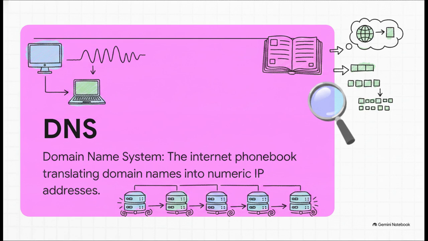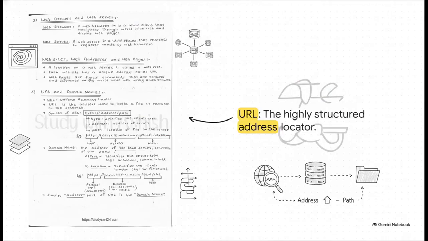When you type in a domain name like google.com, a DNS server instantly looks up that name in its massive database and translates it into the exact numeric IP address the machines actually need to connect. And that builds right into the web addresses we type every single day.